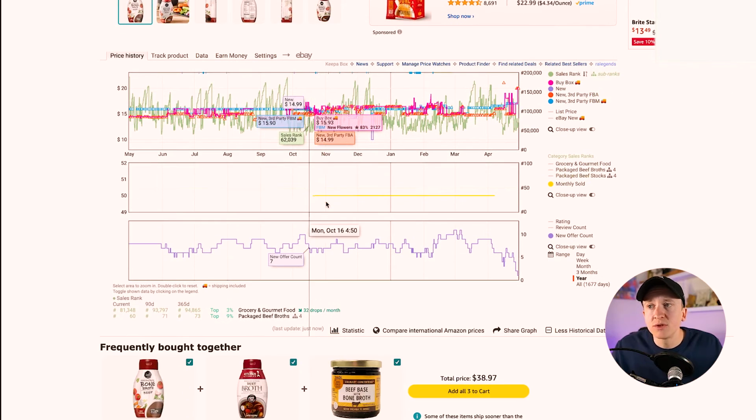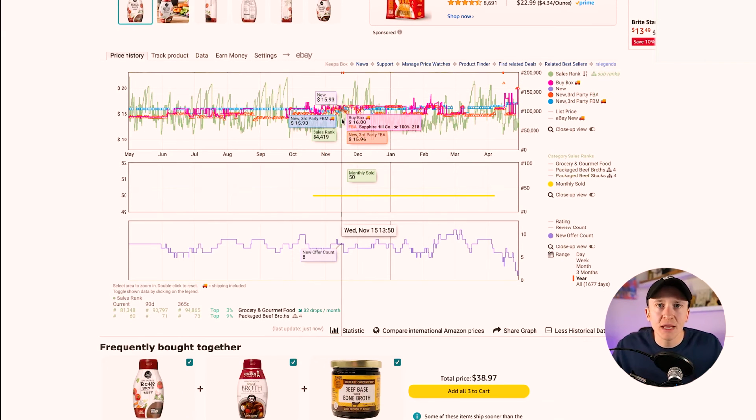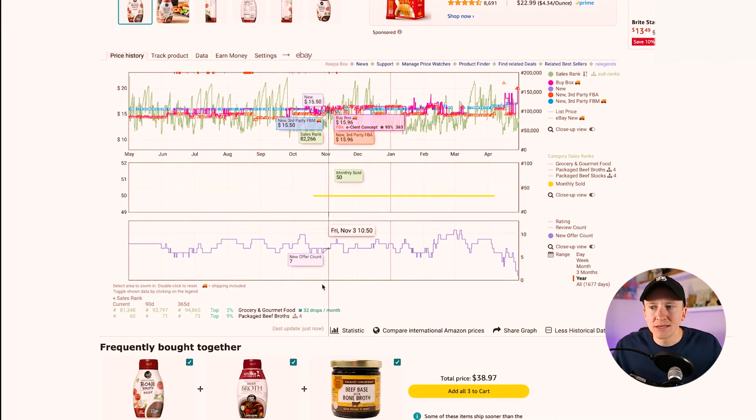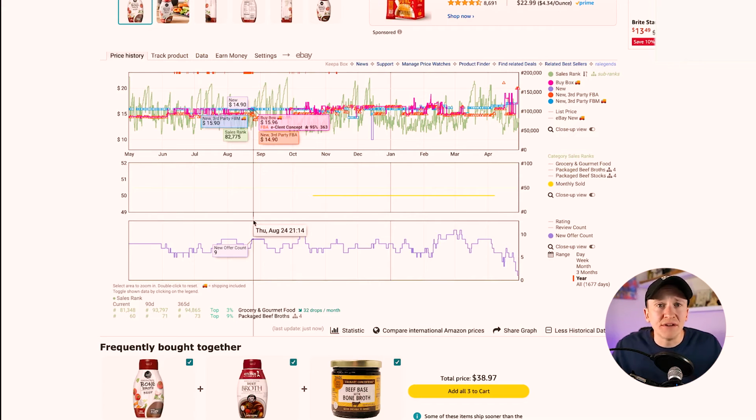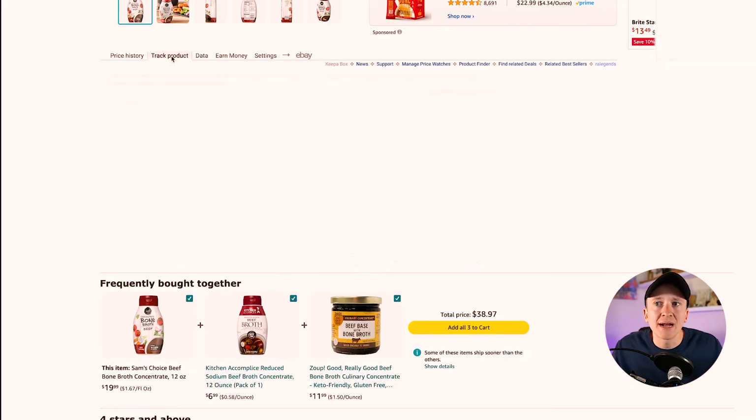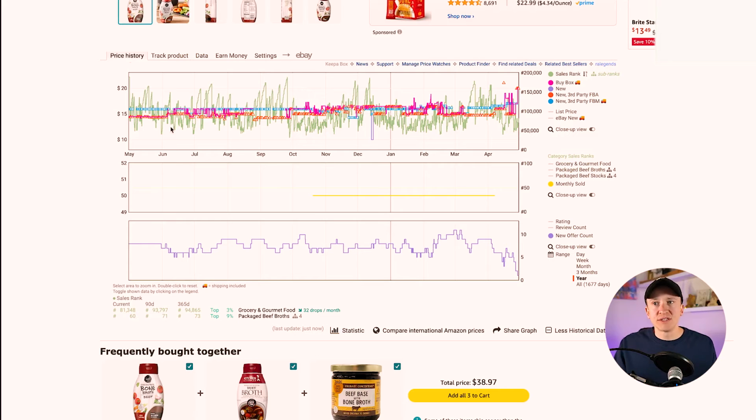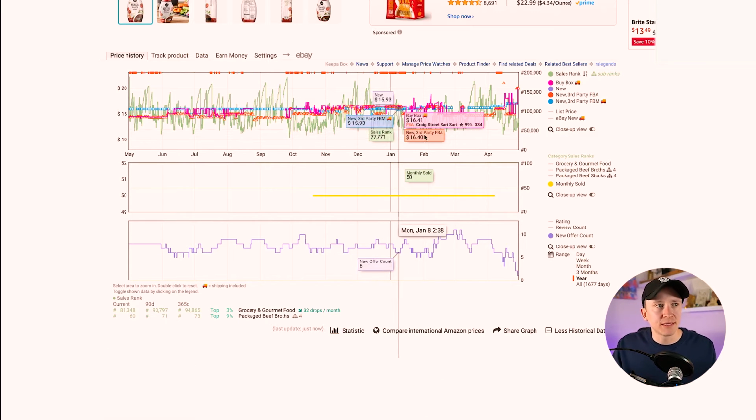Additionally, there are some other things within a Keepa graph that I cover in the Keepa training guide, such as the statistics piece and how to take a look at that, the drops, how to read variations, how to look at some of the data, as well as being able to track products here. But for the purposes of this video, I just want to go through the main things that you're looking at.